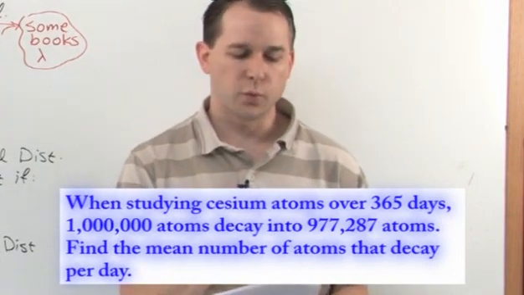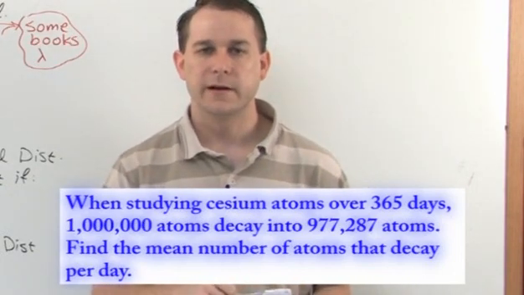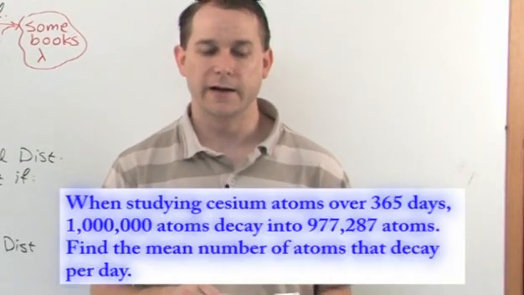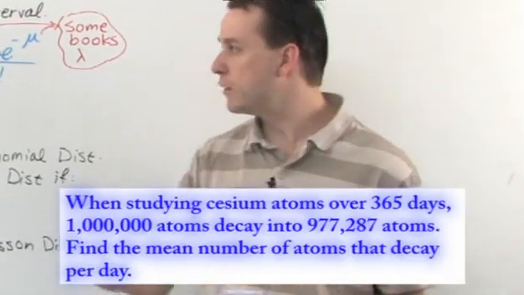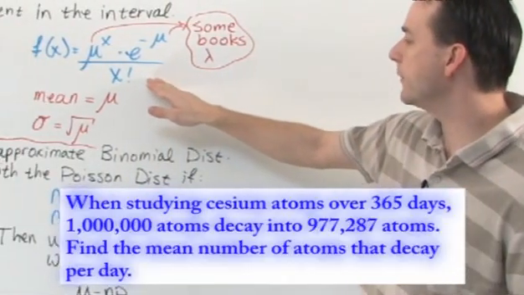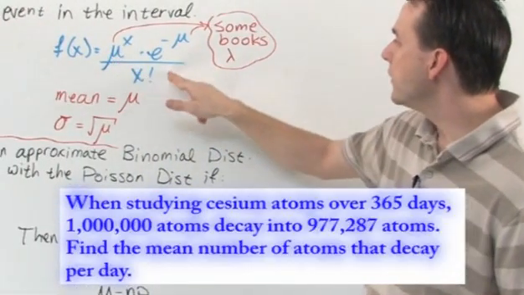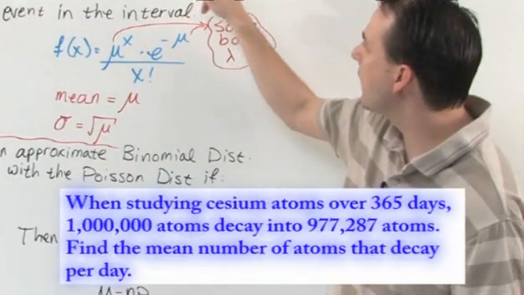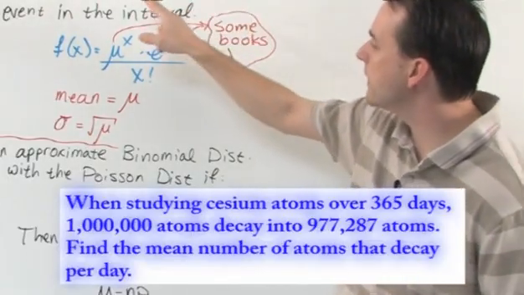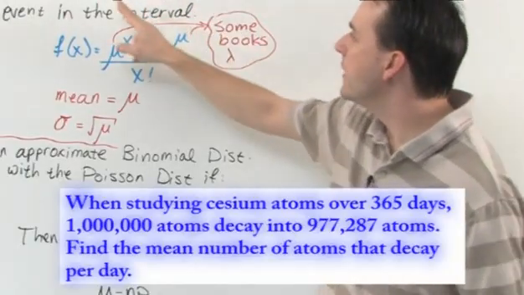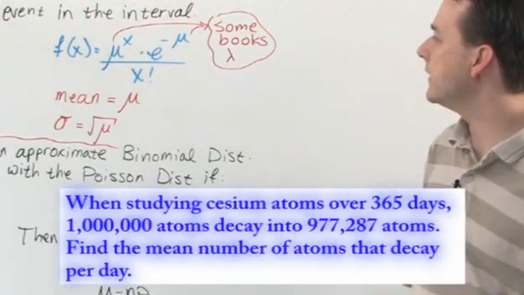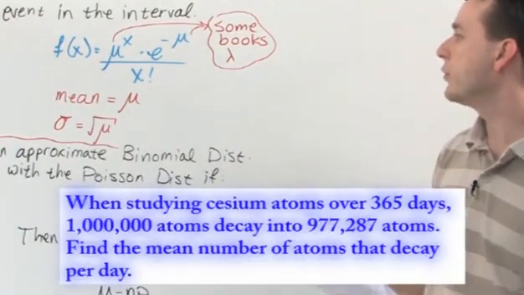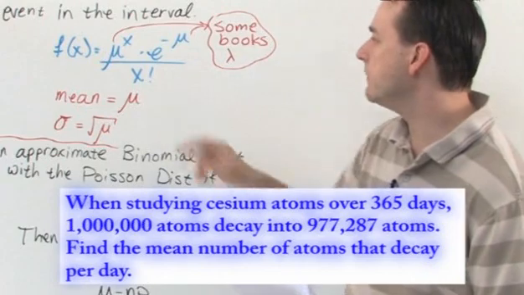Part A says, what is the mean number of atoms that decay per day? Okay, the mean number of atoms that decay per day. And we're going to use that mean number because if you go back up here and look in your Poisson distribution, you need to know the mean. You need to know the mean value of whatever it is you're talking about per unit time. You see, this applies to occurrences of some event over a specified time interval. X is the random variable, the number of occurrences of events in the interval, and the mean value of these events per unit time is going to be mu. That's what you're going to use.